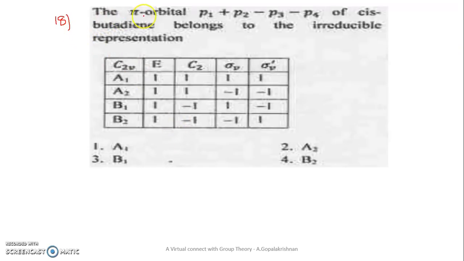Question number 18. The pi orbital P1 plus P2 minus P3 minus P4 of cis butadiene belongs to which irreducible representation? Listen. P1 plus P2 minus P3 minus P4. Between P1 and P2 both are plus, so there is no node. Then between P2 and P3 the sign changes, so there should be a node between these two. From P3 to P4 it is minus, minus, same sign, so there is no node between P3 and P4.